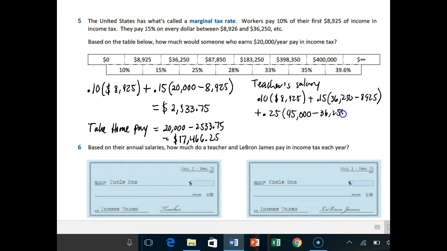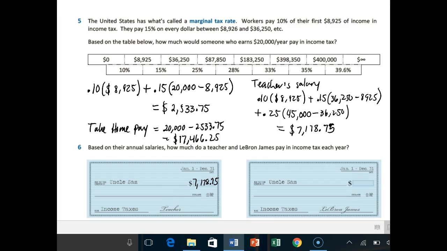So when you do all the math on this, how much tax do they pay a year if you make $45,000? It's $7,178.75. So you could write out their check to Uncle Sam, aka the government, as $7,178.75. Now, LeBron's tax would be a lot larger because he obviously makes more money.